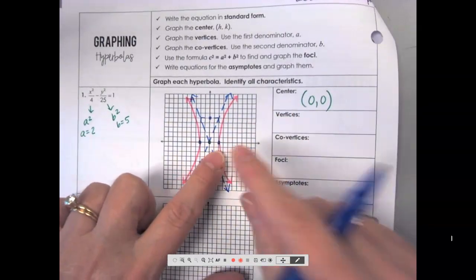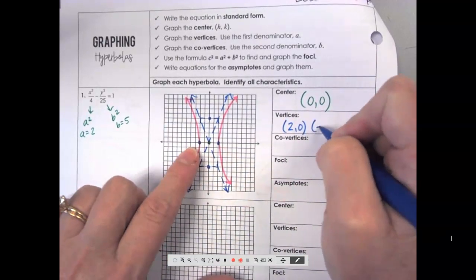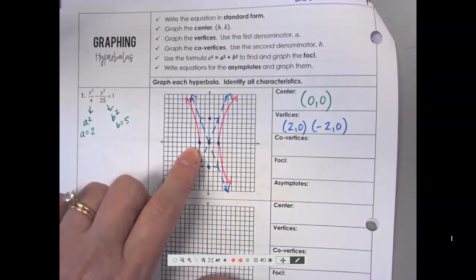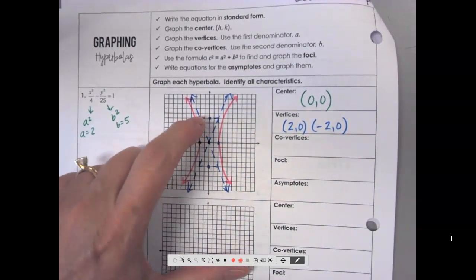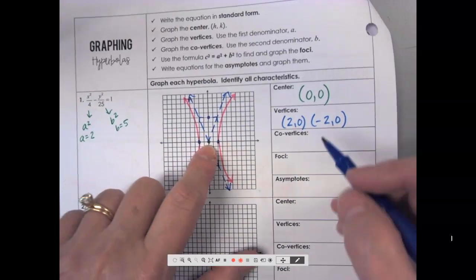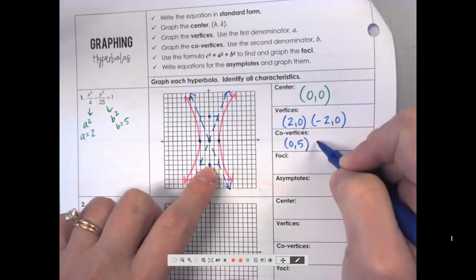So that ordered pair is 2, 0. And the one over there is negative 2, 0. Okay, the co-vertices are those other points that formed the rectangle. So that's 0, 5, and 0, negative 5.